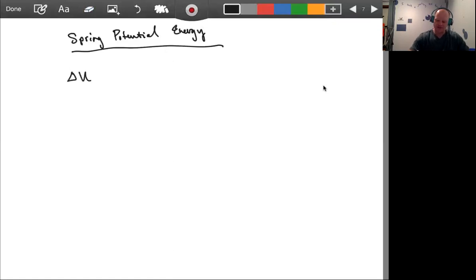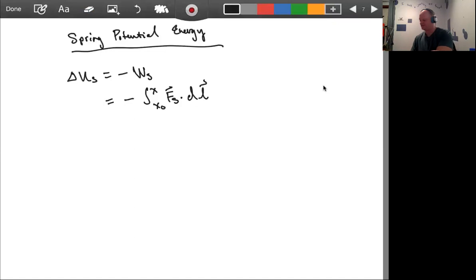So I want my change in spring potential energy, which is equal to the negative of the work done by the spring. So it's going to be equal to the negative of the integral from the initial position to the final position of our spring force dotted with our differential length. So let's talk about this one.